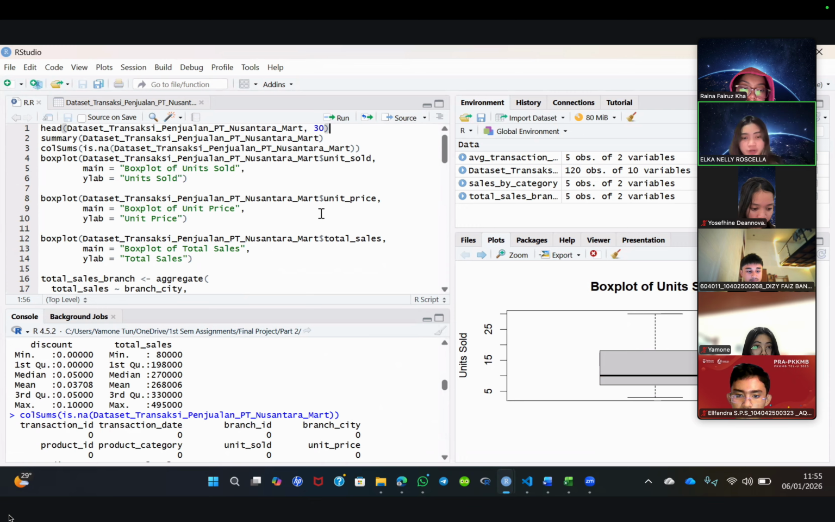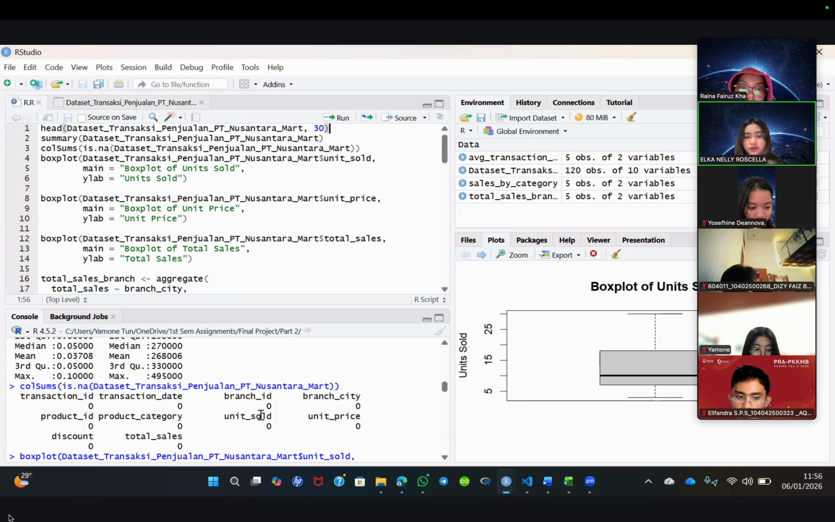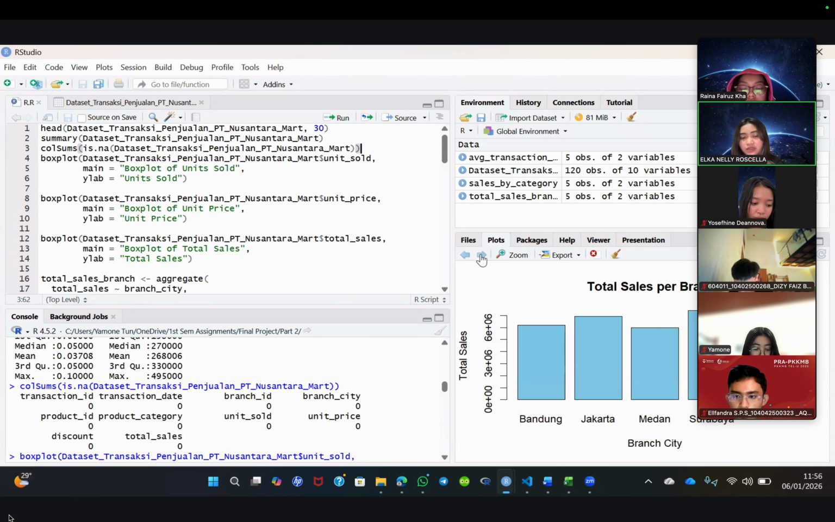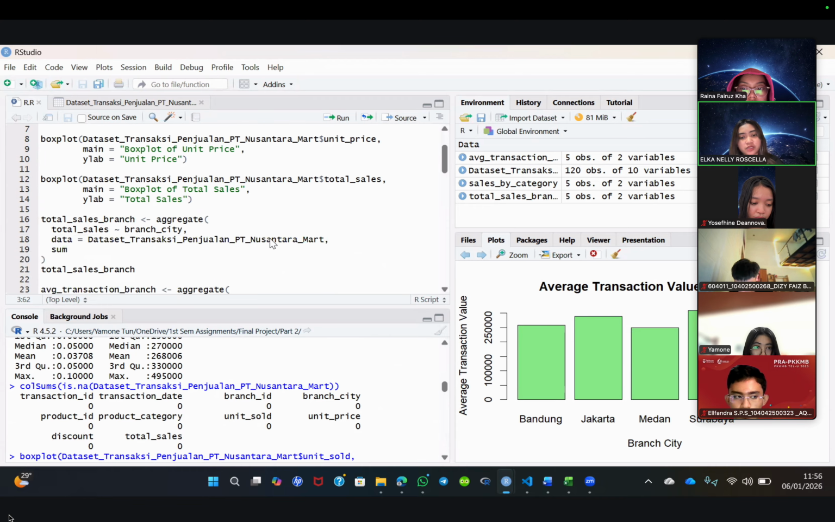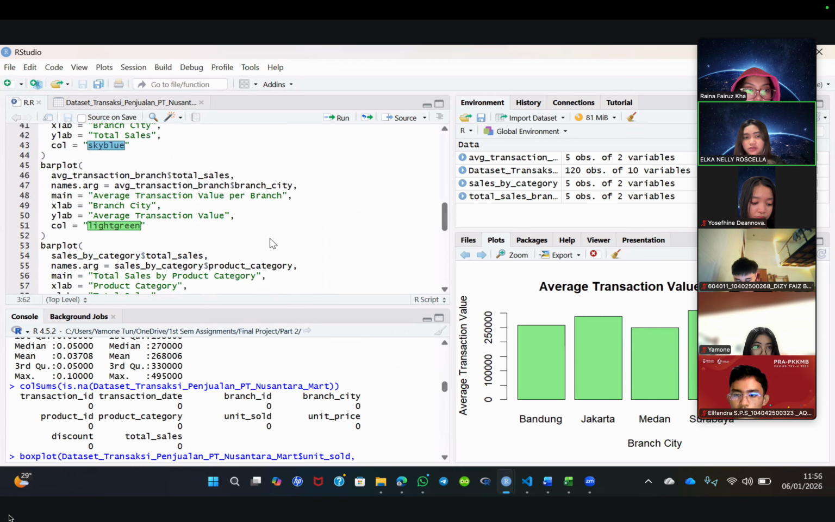Okay, for the last part, data quality check. Next, we check the data quality. First, we confirmed that there were no missing values, meaning that the dataset is complete and reliable. Then we used box plots to check for potential outliers, such as extremely high sales or unusual prices. These outliers may affect analysis, but they are important because they represent real business events, such as a large purchase.